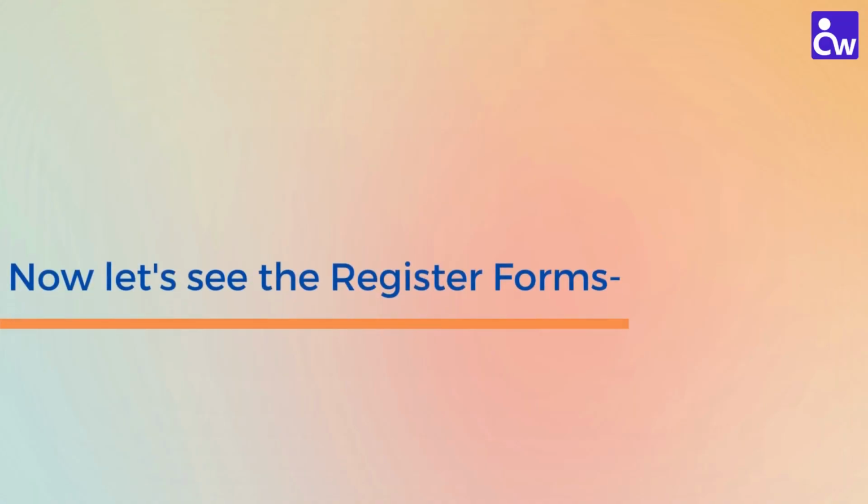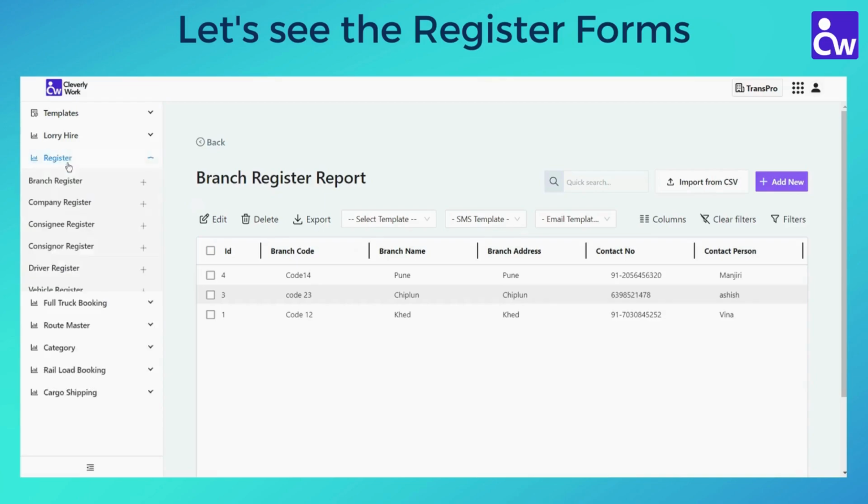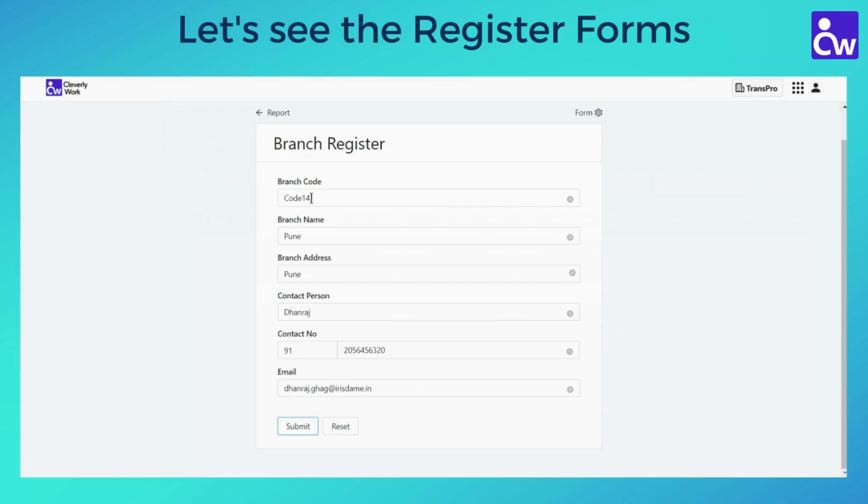Now let's see the register forms. The first register form is the branch register form, which contains the information of the branch such as branch code, branch name, branch address, contact number, and contact person.